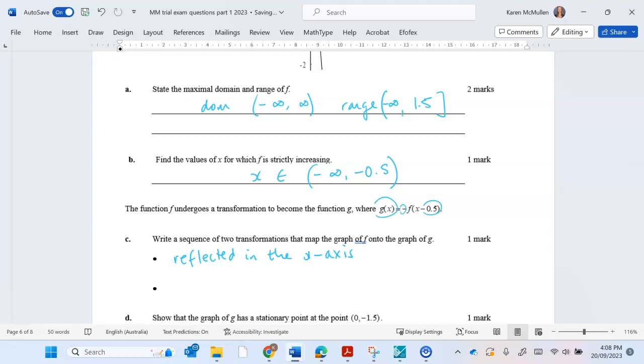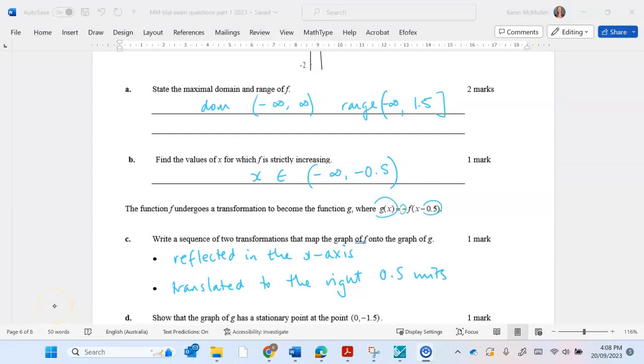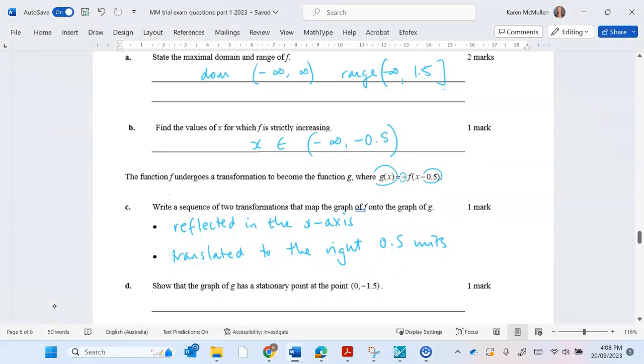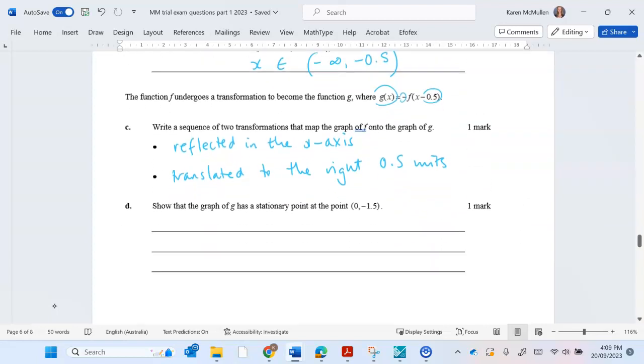And then that minus 0.5 means we've had a translation to the right 0.5 units. Because it's been a reflection in the x-axis and then a horizontal translation, the order does not matter. You could have the reverse of that if you wanted to, so the translation and then the reflection.